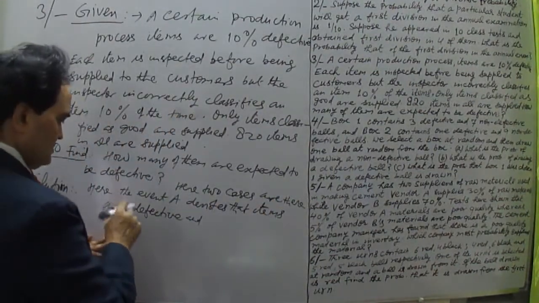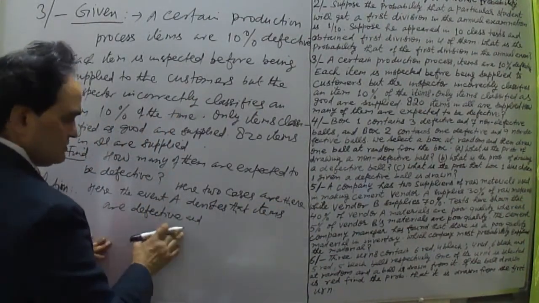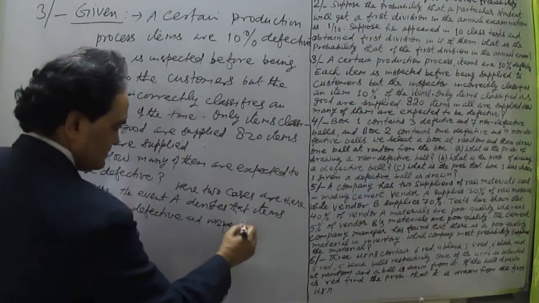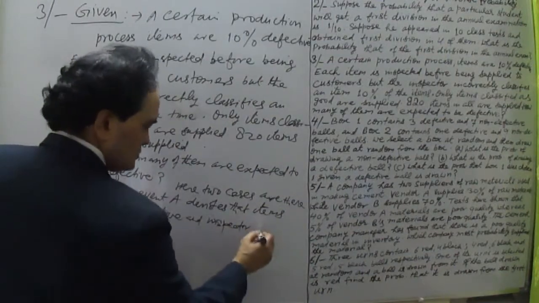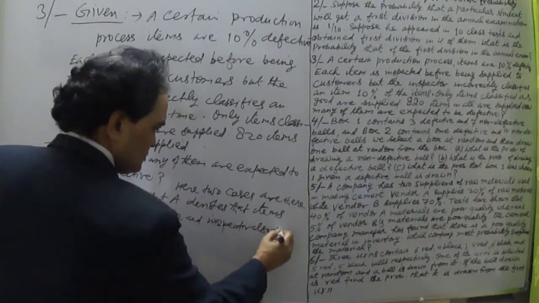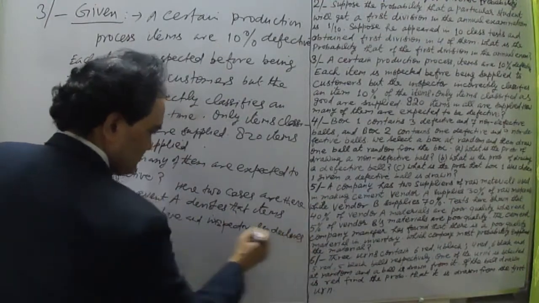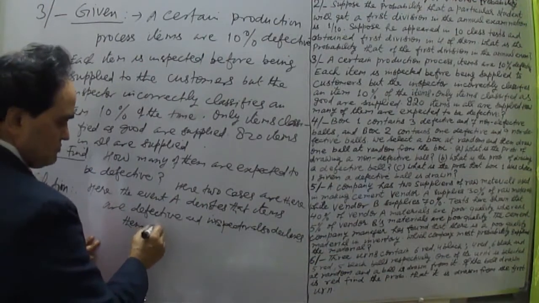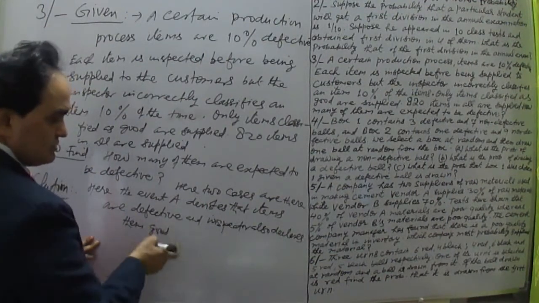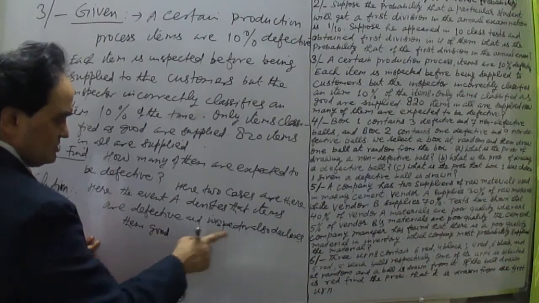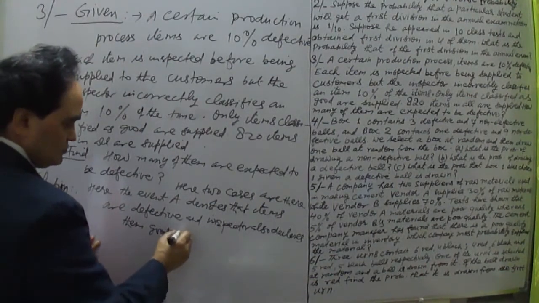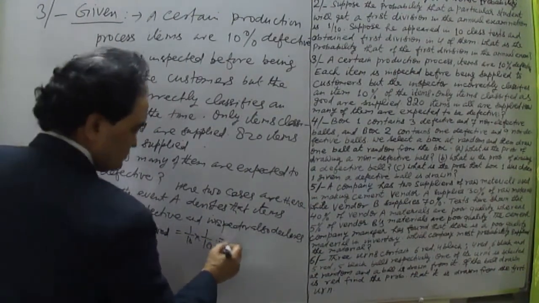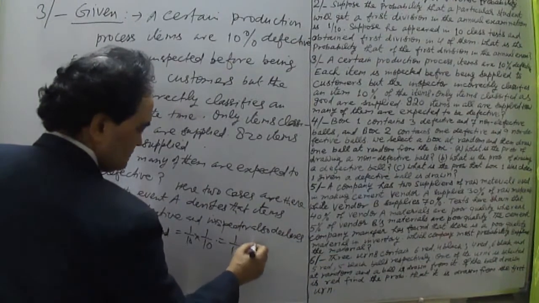First, event A denotes that items are defective and the inspector also declares them good, because he is incorrectly saying good, those 10%. So this is equal to 1 upon 10 into 1 upon 10, that is 1 upon 100, the defective items.